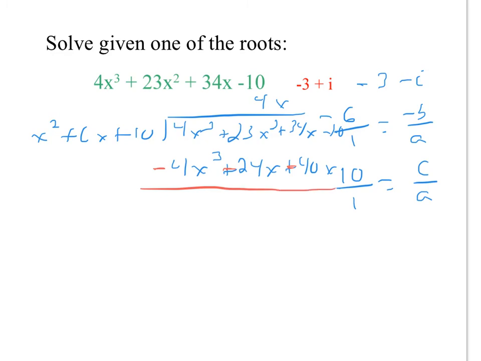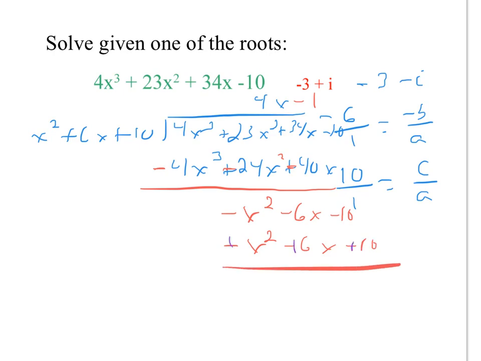4x to the third minus 4x to the third is 0. 23x squared minus 24x squared is negative x squared minus 6x minus 10. It looks like that's going to go in minus 1 time. I'm going to multiply through. I get negative x squared minus 6x minus 10. If I change my signs, these all will cancel. Sure enough, I have a remainder of 0.